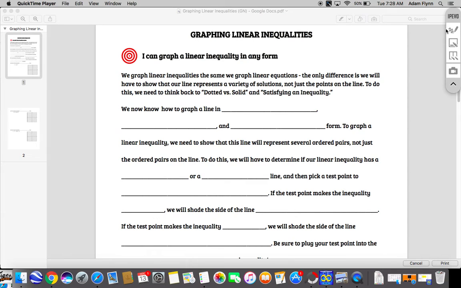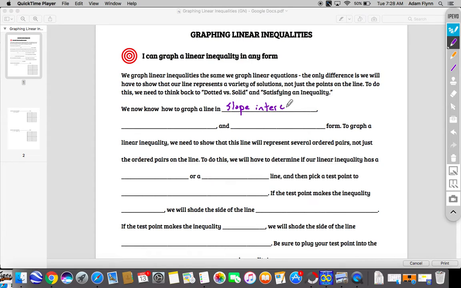So at this point, we now know how to graph a line that is in slope-intercept, standard, and point-slope forms. Okay? This will not change when we're graphing linear inequalities, only our sign changes.